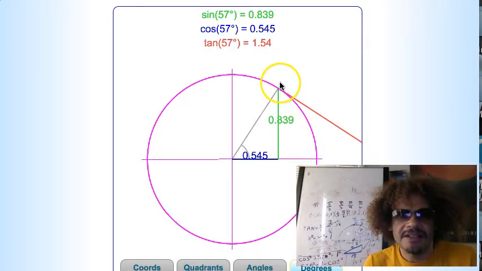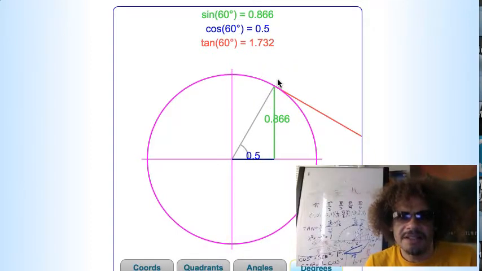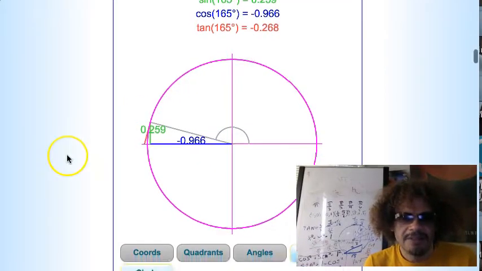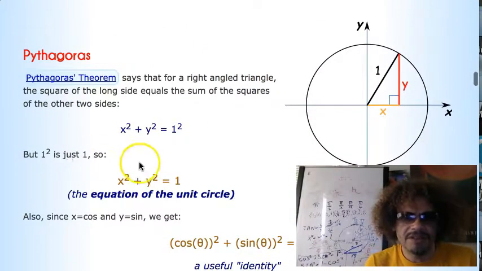And here at 60 degrees, we can see that it switches. Now the opposite is 0.866, and the adjacent is 0.5. And the hypotenuse is still just 1. But this all gets lost on the children, or the students. They don't understand that what we're talking about is just the distance.